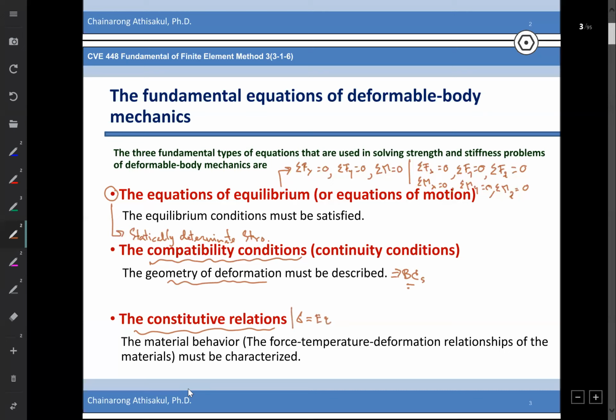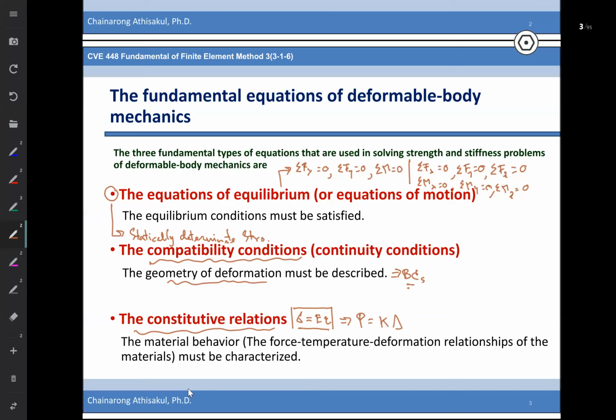Okay, so we have to know the material relationship that's related with the stress and strain, and we can change it to be the load and displacement. Okay, so the constitutive relation may be written in the form of the stress-strain relation, or you may use the load-displacement relation also. That actually is the same. It comes from the stress-strain relation.